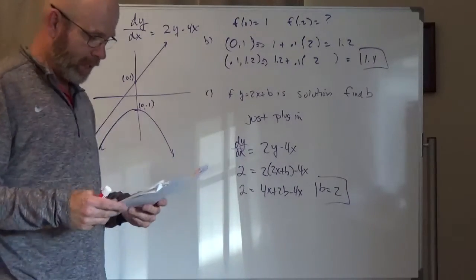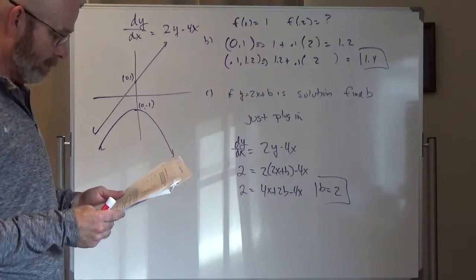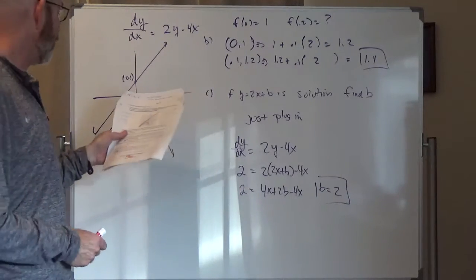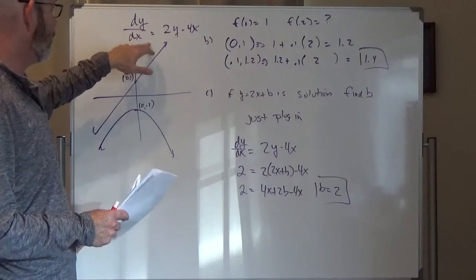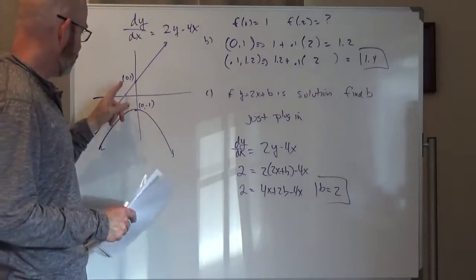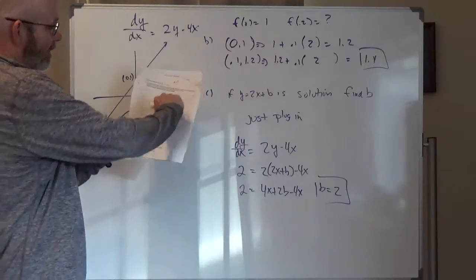All right, problem number 3 on this. I have the slope field up here. The first question: we have a derivative of 2y minus 4x. They give me the slope field and ask me to sketch the solutions through (0, 1) and (0, -1). So I just take the slopes and draw those.